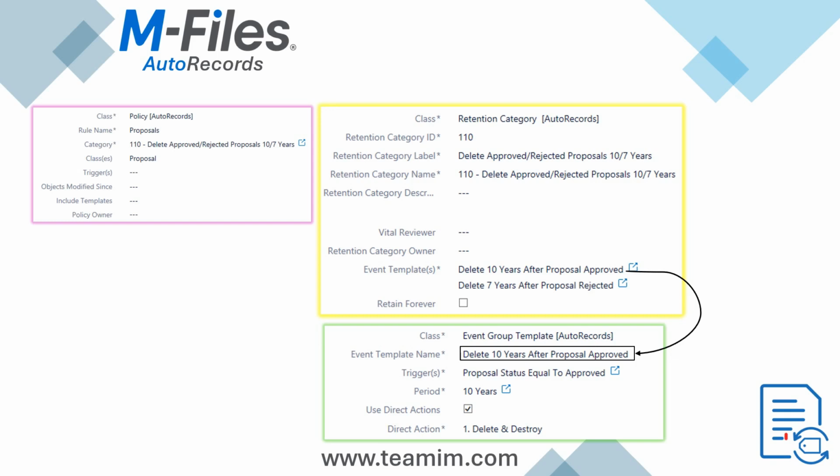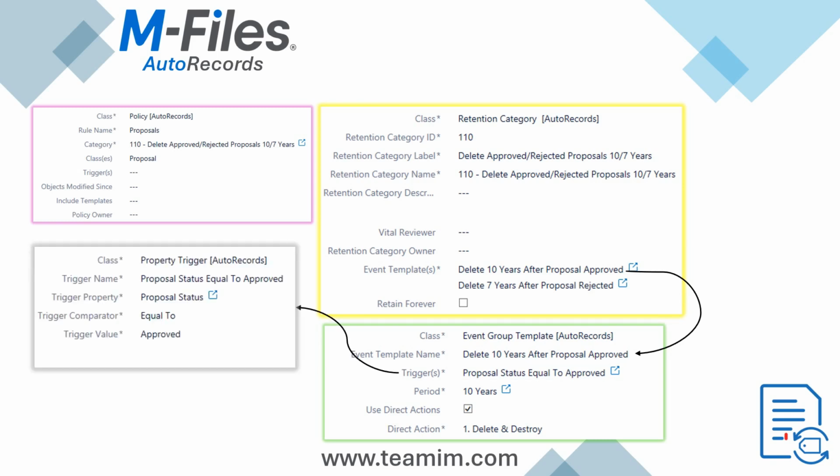Next, we need to specify the triggering criteria that will be used to control when events should be scheduled. For this event group, we want to start retention once the proposal is approved. So we'll create a trigger that will evaluate to true when the proposal status is set to approved. This trigger is a property trigger. A property trigger is used to evaluate the value of a property, and when the condition is met, the trigger evaluates to true. The trigger name will automatically be created once we've filled in the remaining values. The trigger property we'll be using is proposal status. The comparator will be equal to, and the value will be approved.